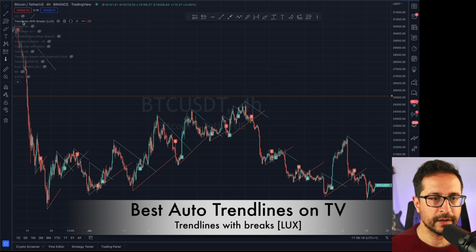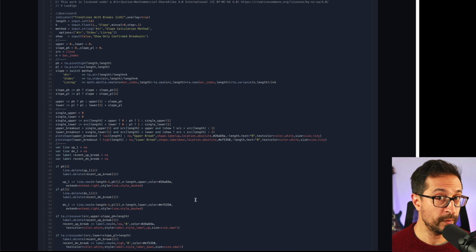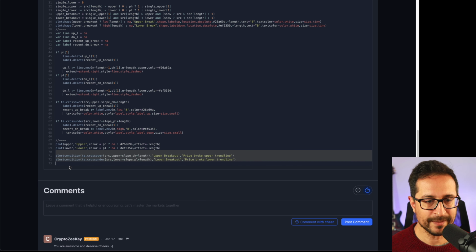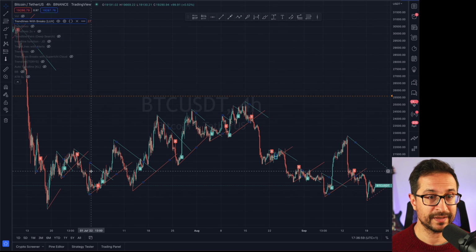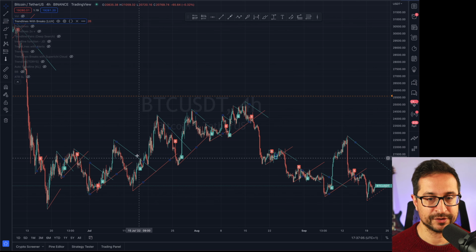The first one that we're going to be looking into is called Trendlines with Breaks from Lux. It's built by LuxAlgo and is extremely popular, over 7,000 likes. Interestingly, it comes with all the source code and even separate alert conditions for breaking down and breaking above the trend line. I find this particular one very tradable. I really like trend lines that cross the price action in this way.